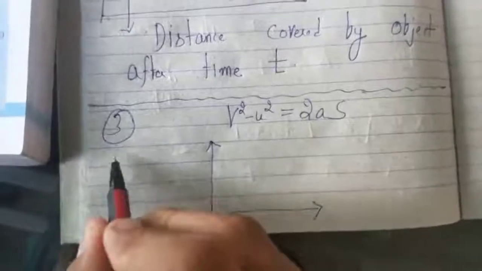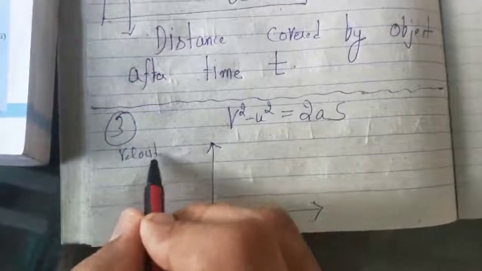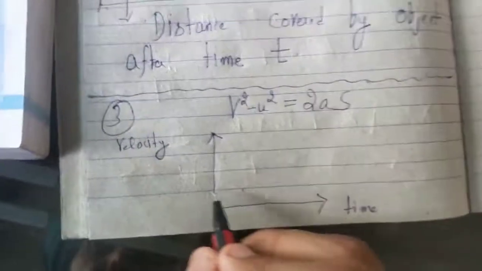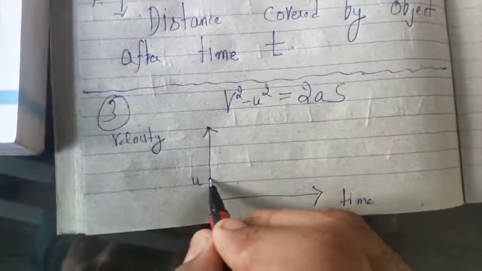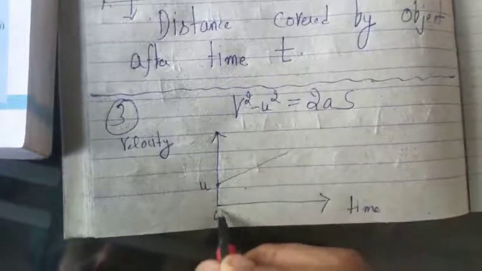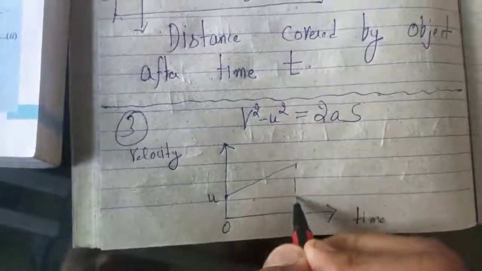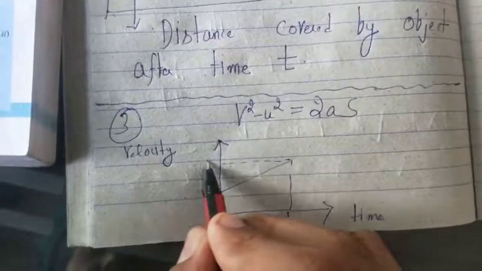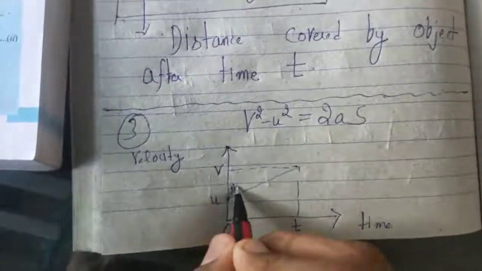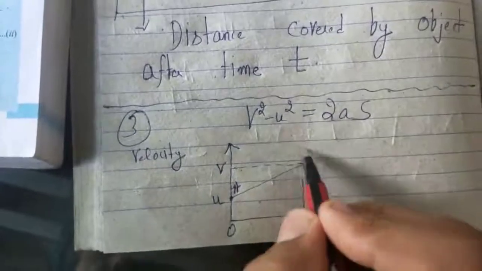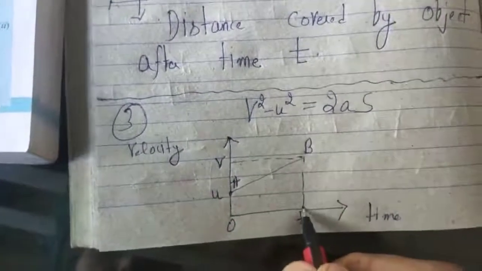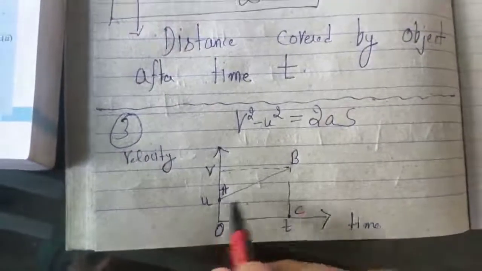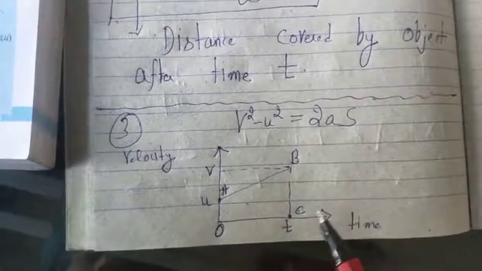Here it's velocity and here it's time. So velocity is u, the initial velocity at time 0. So at time t it has got the velocity of v. So put this point as a, put this point as b, put this point as c, and this point is o, suppose. So a, b, c, o, it's a trapezium.